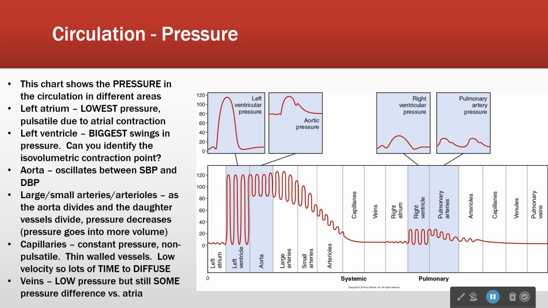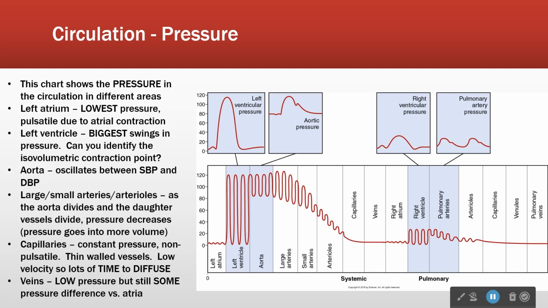All right, so same pattern, just lower pressures. Big swings in the right ventricle, systolic down to 0, systolic down to 0. Pulmonary arteries, okay, we see the same pattern as we do in the aorta, right? So we have pulmonary systolic and then pulmonary arterial pressure. Same arterioles, capillaries, venules, veins, same pattern, lower pressure. Okay, so blood returns to the left atrium.